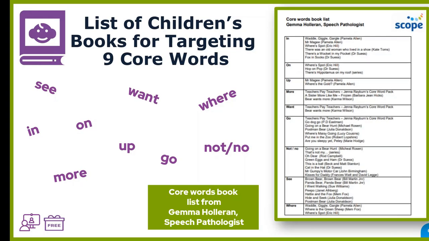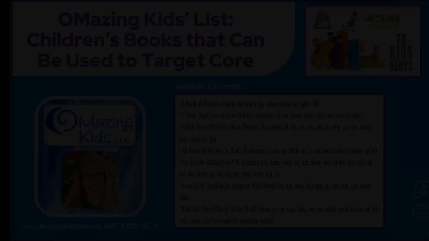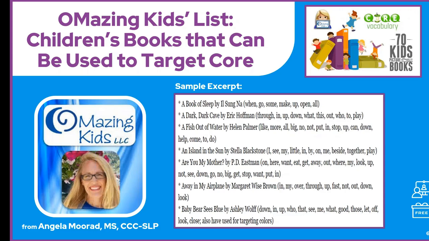There's also a list of children's books for targeting core words from Gemma Hollerin, who's an SLP. So she's got in, on, up, more, want, go, not, no, see, and where. And she gives a number of options there. And then there's the list from Amazing Kids. This is Angela Morad, who is now a retired SLP. She's done a lot on social media with posts. These are children's books that can target core, and she's got a whole bunch of them.